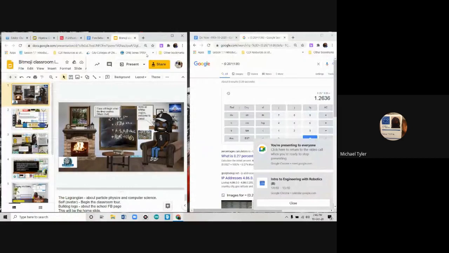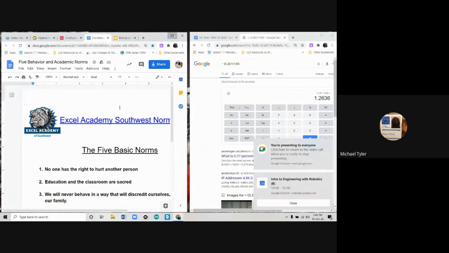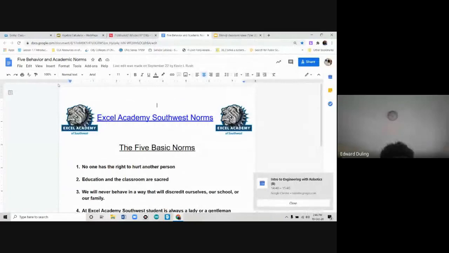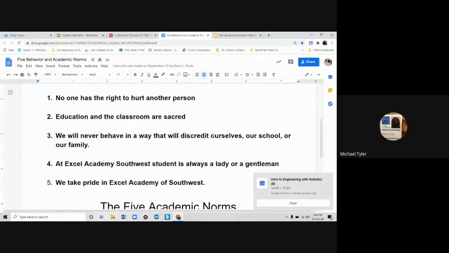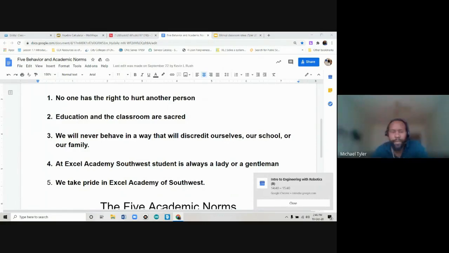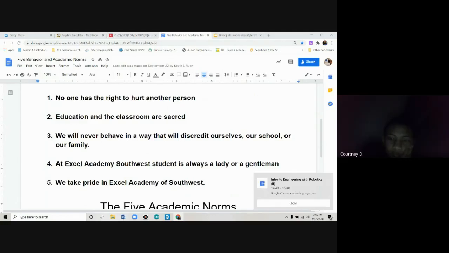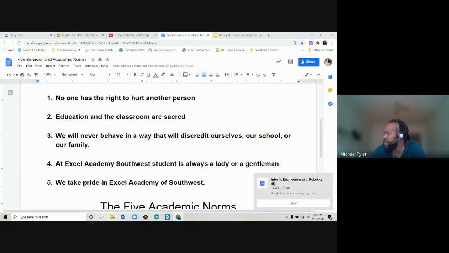Five basic norms. There we go. Okay, so let's zoom in. Let's get this out the way. Class as a team. All right, so starting at the top, Autumn, can you read number 1? No one has the right to hurt another person. Thank you, Autumn. Courtney, number 2. Education in the classroom is sacred. Awesome. Number 3, Edward. We will never behave in a way that will discredit ourselves, our school, our family. Awesome. Jalen, number 4.